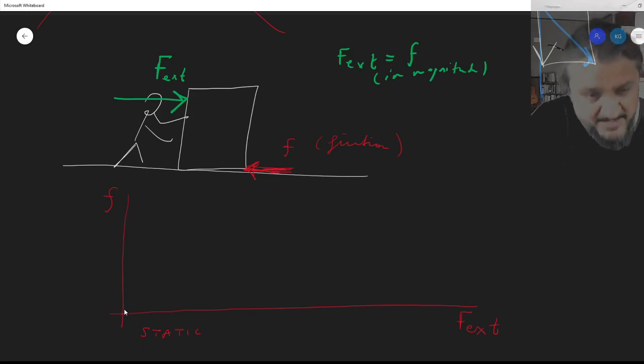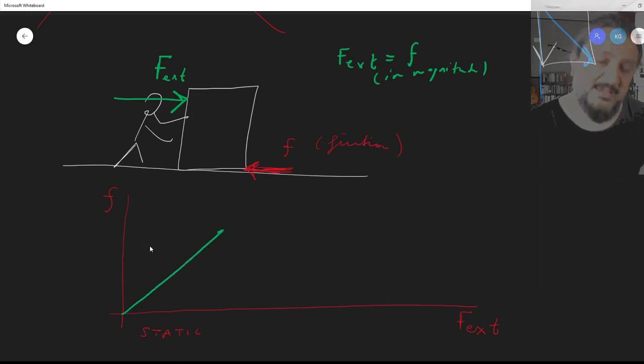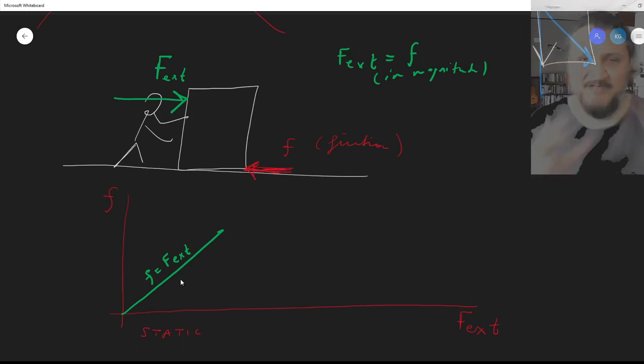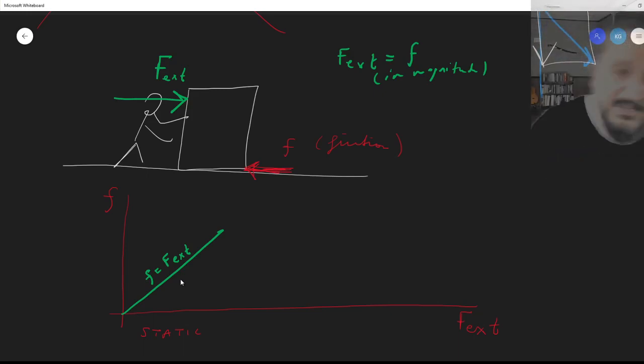So you can draw a 45-degree line here. As long as you're in the static phase, this friction force will be equal to the force you exert on the object. All right? Until it can't hold anymore. And then there's a sudden tiny relief, and then you start moving.